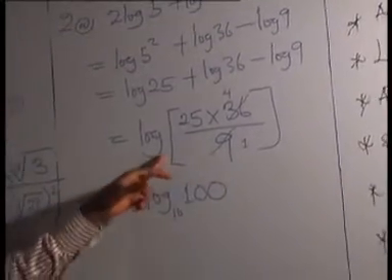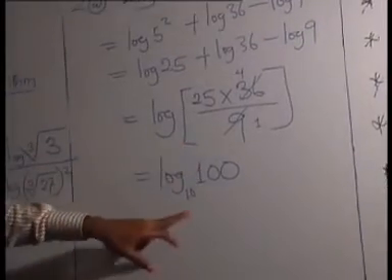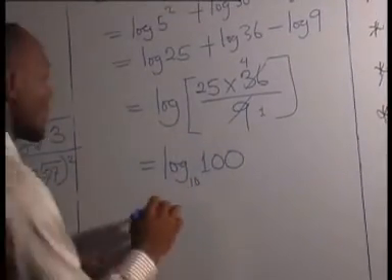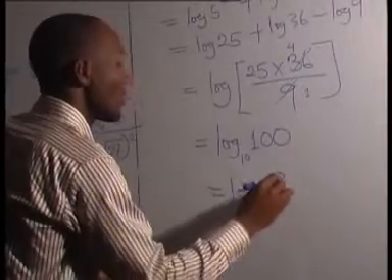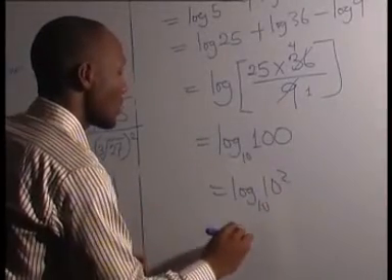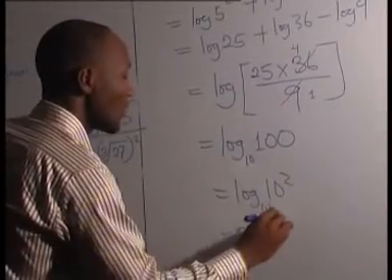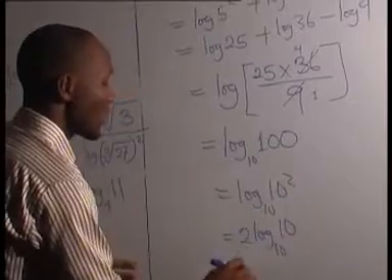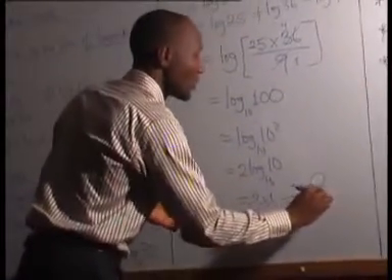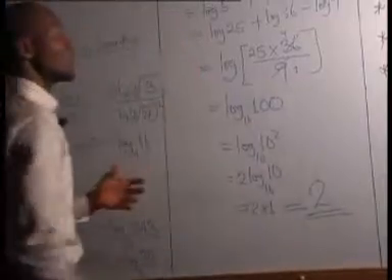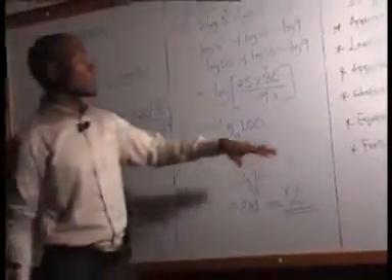I told you, there's no base attached, so it's already 10. So this one is 10 squared, so the 2 will come to this side. So 2 log 10 to base 10 is 1, so this is like 2 times 1. And the final answer is 2. So let's quickly move to substitution in logarithm.